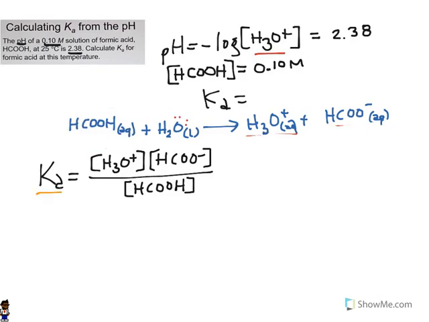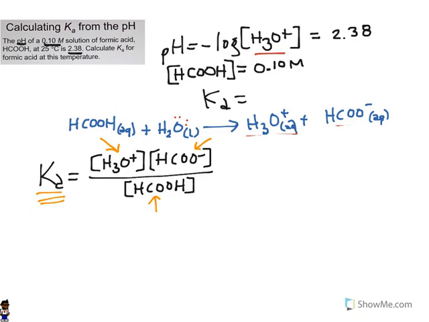So since we're being asked to find Ka, in order to do that, we have to know what H3O plus is, we have to know what the concentration of formate is, and we have to know what the concentration of formic acid is when this is at equilibrium.